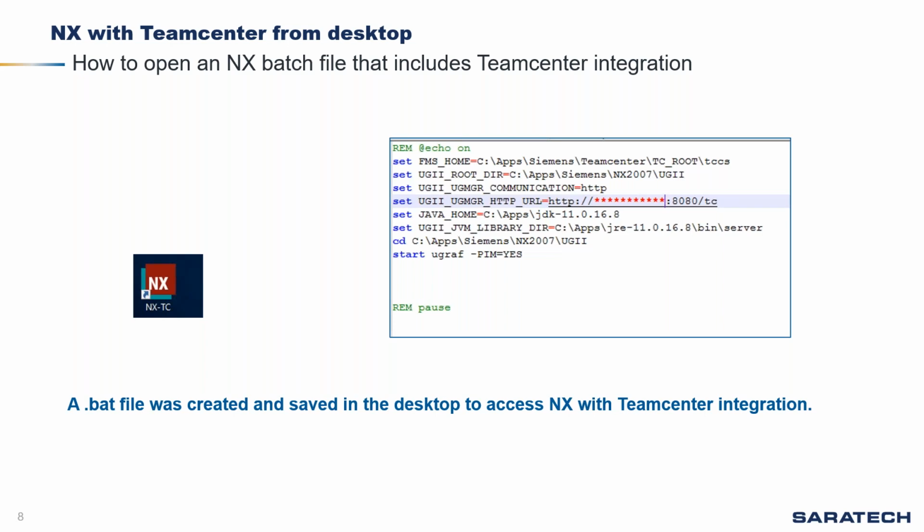The last thing is going to say ugraf, and then you say -pim=yes, and this way it's going to allow you to log in using just your username and password from Teamcenter, so then you're already connected inside NX. Again, just really quick, it's a batch file that was created and saved in the desktop to access NX with Teamcenter integration.